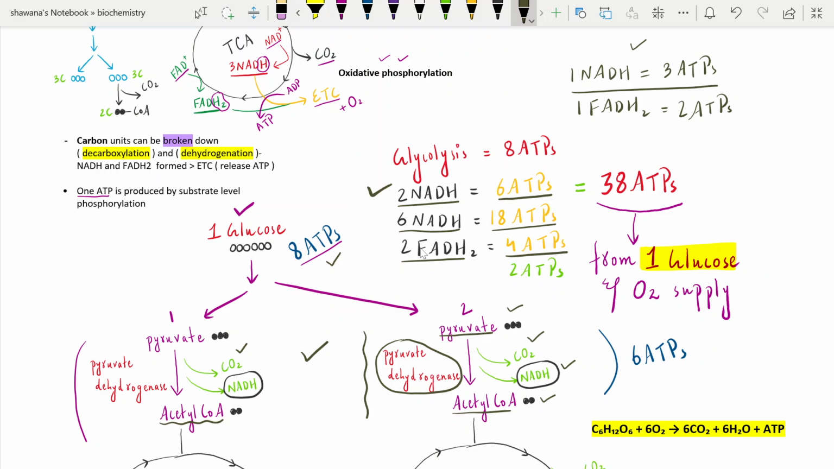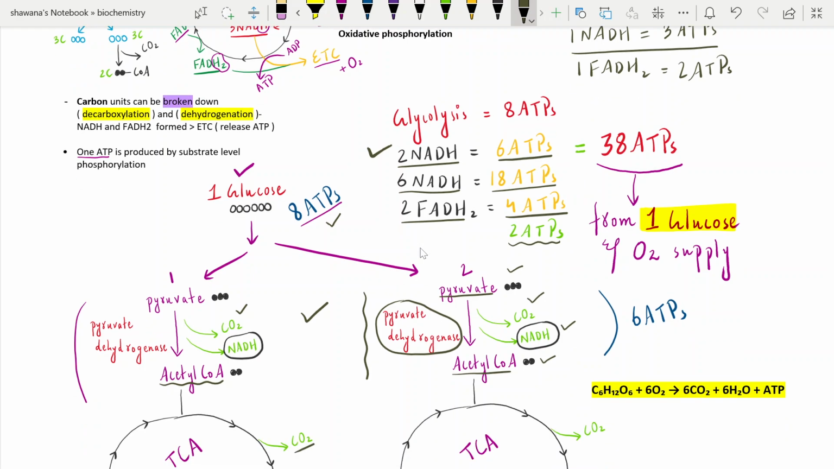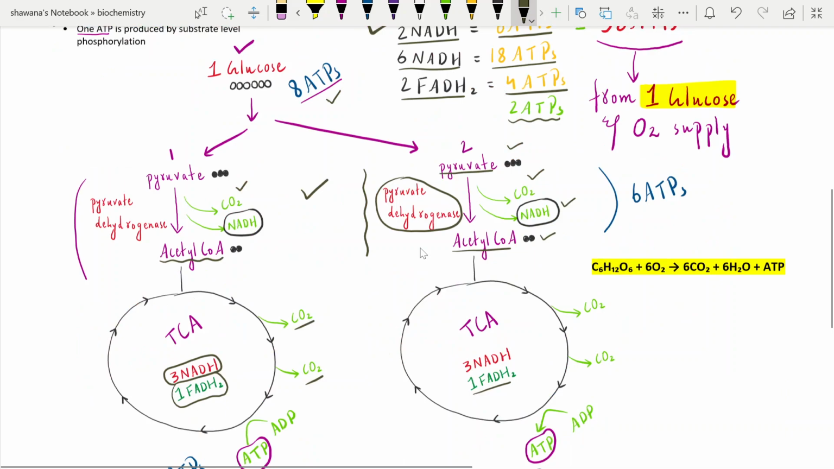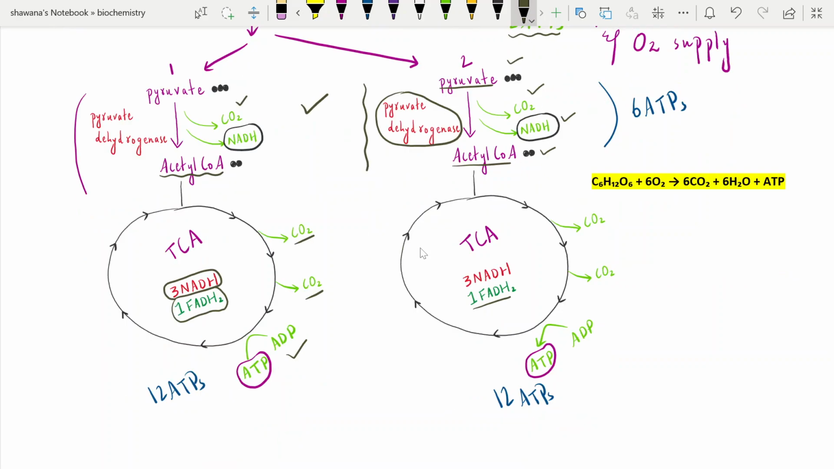And why have I written 2 ATPs here? I have told you that 1 ATP is produced by substrate level phosphorylation somewhere here. So in the Krebs cycle, there is also oxidative phosphorylation. When NADH and FADH2 go to the electron transport chain, and in the presence of oxygen, the reaction will proceed and they will form the subsequent ATPs. If it is NADH, it will form 3 ATPs per NADH, and if it is FADH2, it will form 2 ATPs per FADH2 molecule.